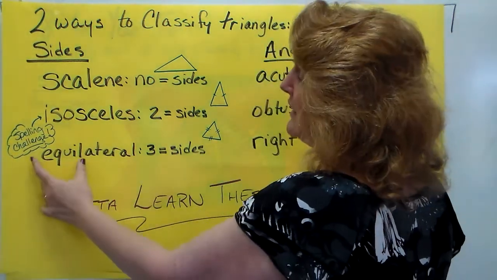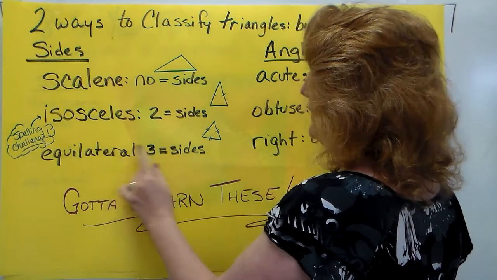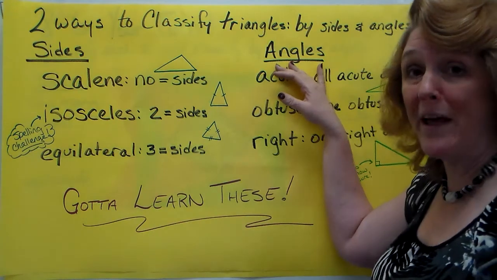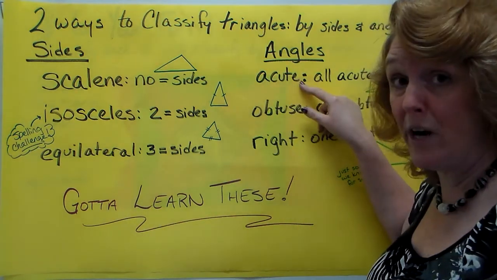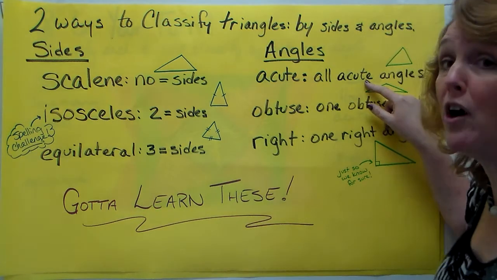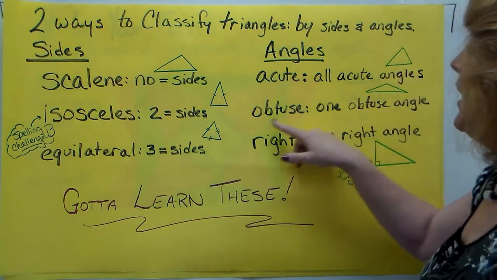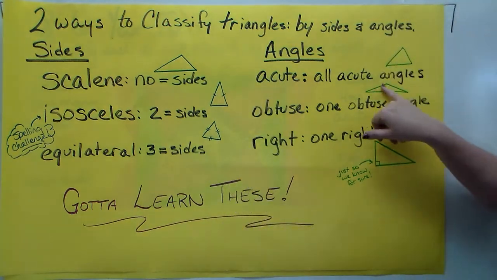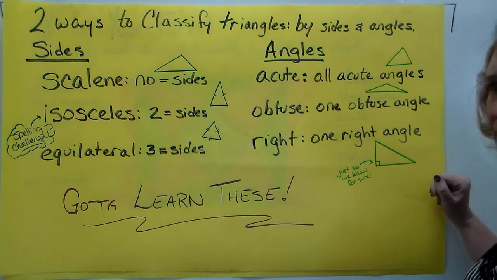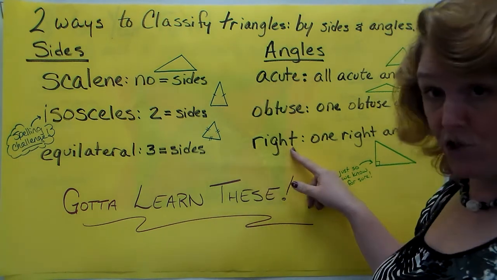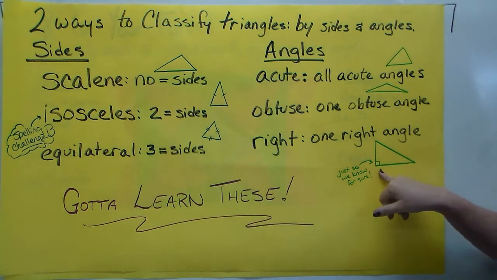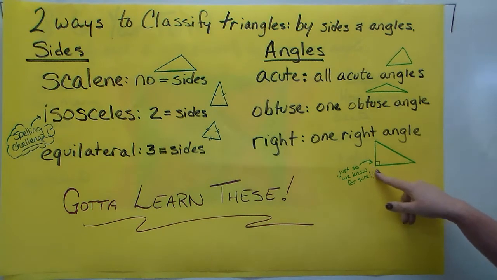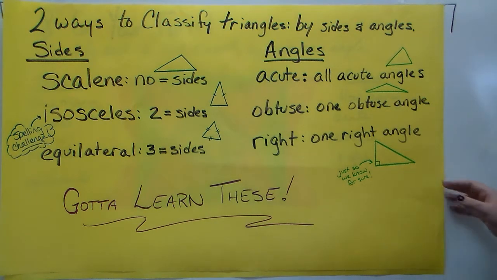And then equilateral, equal sides. All three sides are the same. Then we have classifying triangles by their angles. You could have an acute triangle, which means all three of them are acute angles. An obtuse triangle, which means one angle is obtuse. You can't have more than one angle be obtuse and still be a triangle. And then you have a right triangle, which means one angle is a right angle. And we always put a little square, our little 90 degree square in the corner, just so that we know for sure, okay?